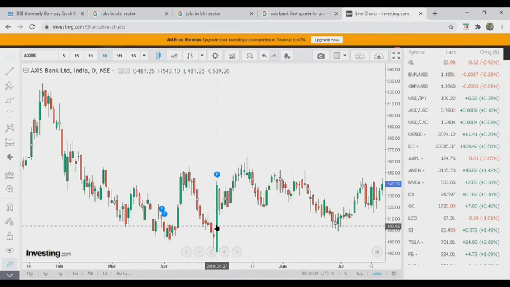At the top, you can see OHLC, which means open, high, low, close. That day it opened at 481.25. That itself was the lowest price, and it went up to 543.1, closing at 539.2, which means it closed more than 10% above the opening price that day.